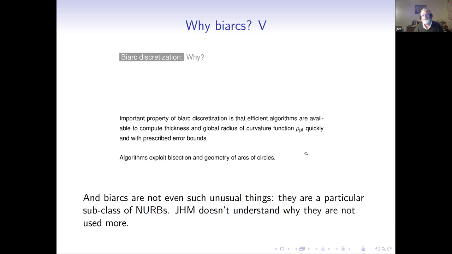And then the final thing is people say, so why have I never heard of biarcs? And my claim is you have, because there's books on NURBS, non-uniform rational B-splines. And it turns out that biarcs are a particular class of NURBS. And I really don't understand why they're not used more. So there's a sales pitch. See, I'm now an old fuddy-duddy and I tell people what to do. Okay, good. So here we go.